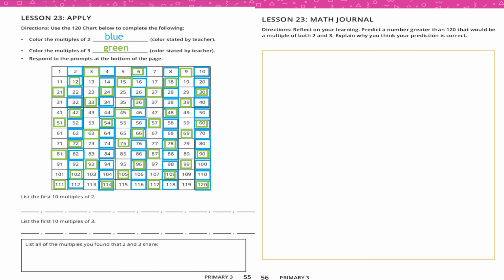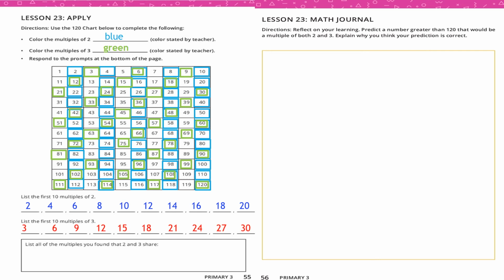All of these numbers are multiples of 2. And so we will write 2, 4, 6, 8, 10, 12, 14, 16, 18, and 20. We said that multiples of 2 are always even numbers. So we will write the first 10 even numbers. Second question: list the first 10 multiples of 3. We have a song for it.